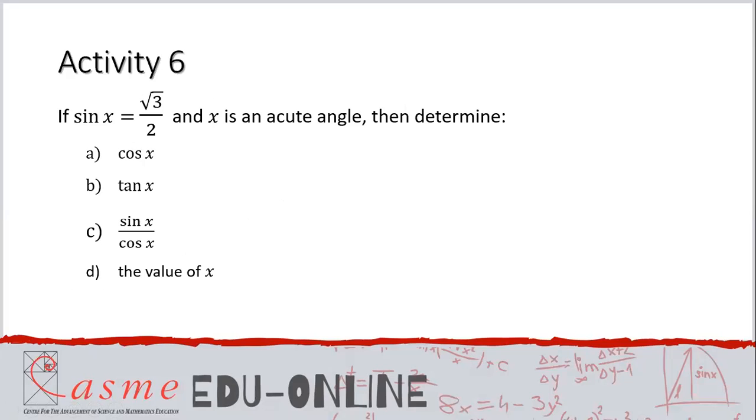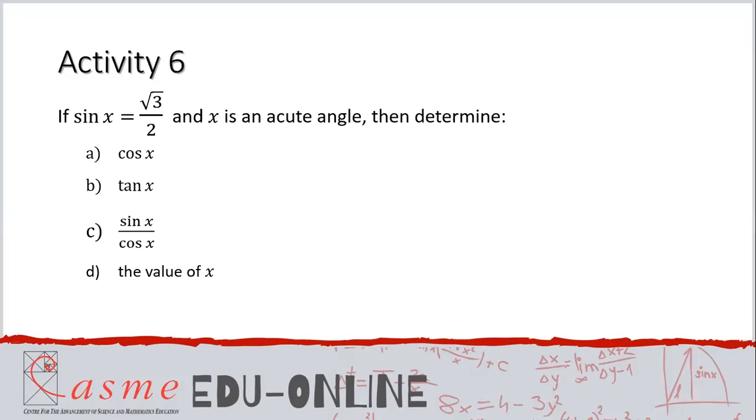Activity 6. Now we're about to finish. This one I've just given you so that you can always think back about the definition of the trig ratios. Now we're given here the sine of the angle x. The sine of angle x is root 3 over 2. And we're told that x is an acute angle. Why are we told that x is an acute angle? We've seen that the sine could be positive in the first quadrant, and it is also positive in the second quadrant. So even if your angle is obtuse, your sine will always be positive. So specifically here, they told us that x is an acute angle.